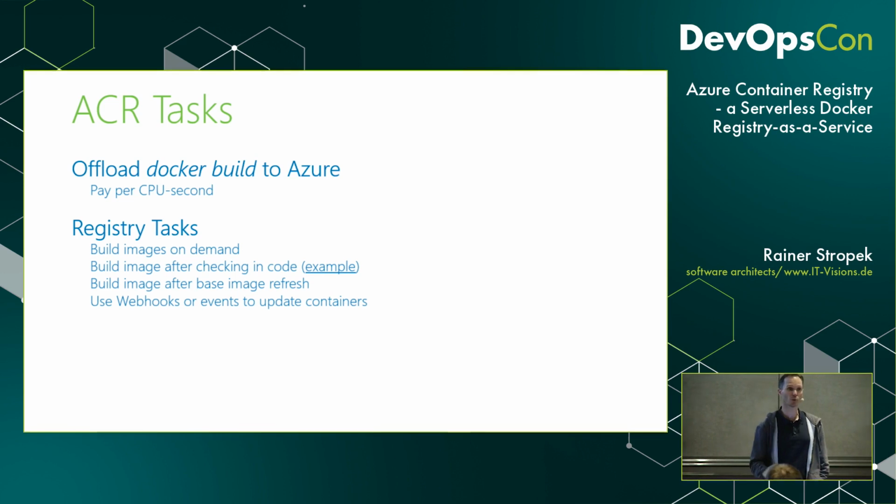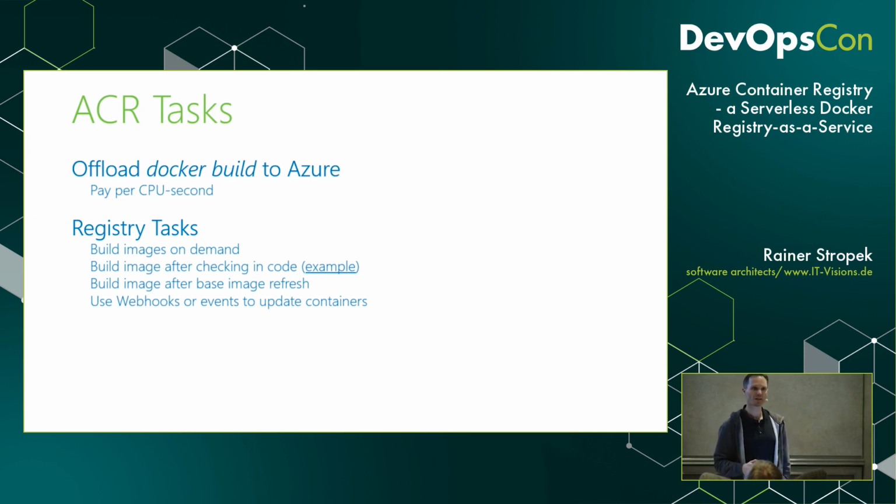But in production, it should look differently. In production, you can trigger your builds based on GitHub check-ins. Whenever you check in code in a GitHub repository, your ACR build will be triggered automatically, and the resulting image will be written to your ACR, your registry.